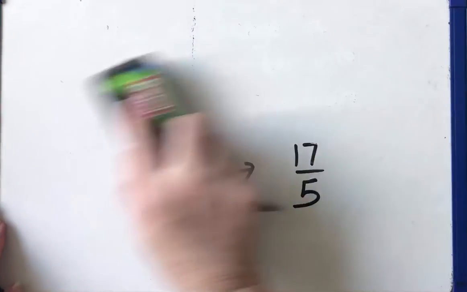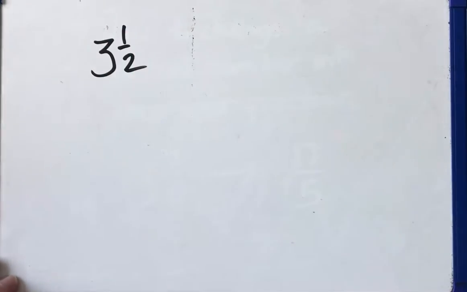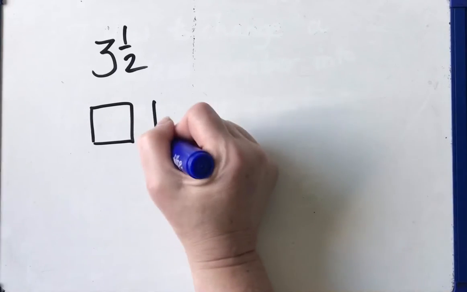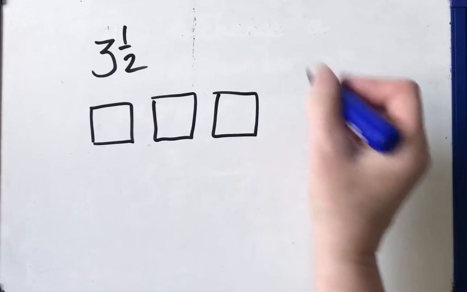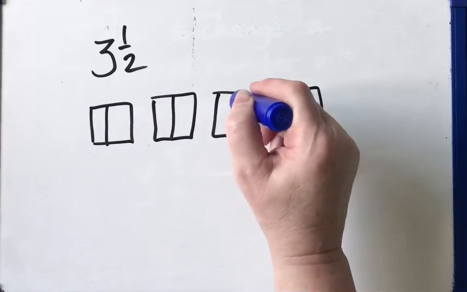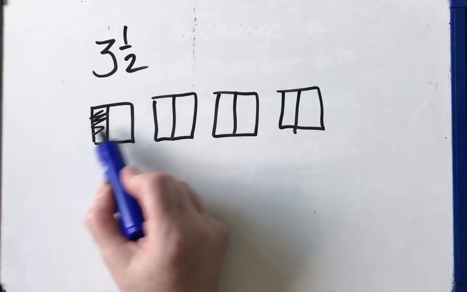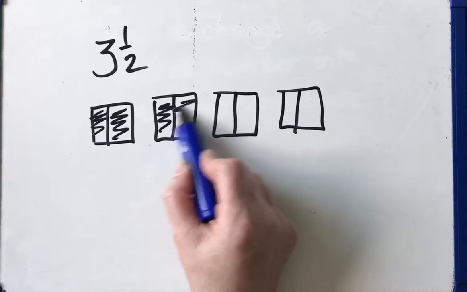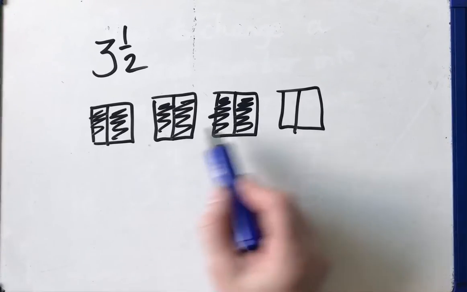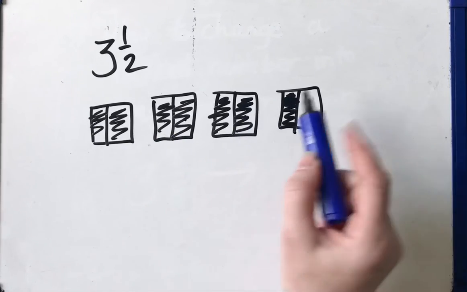So let's start off with a nice simple one like 3 1/2. Well, 3 1/2 is 3 whole ones and half a one. So I'm going to split everything into halves. For 3 whole ones, I want 1 half, 2 halves, 3 halves, 4 halves, 5 halves, 6 halves. There's my 3 whole ones and an extra half. So that's 1, 2, 3, 4, 5 halves, 6 halves, 7 halves.